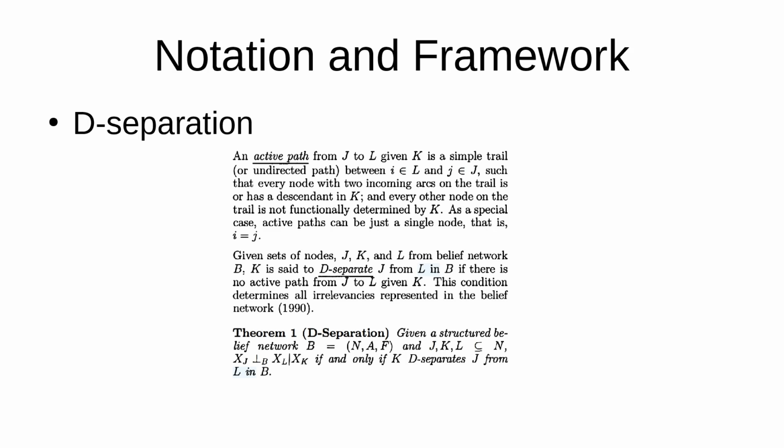On such a path, every node with two incoming arcs on the trail is either in K or has a descendant in K, and every other node on the trail is not functionally determined by K. K is said to d-separate J from L in a belief network if there is no active path from J to L given K. And this non-existence of active path determines all irrelevancies represented in the belief network.